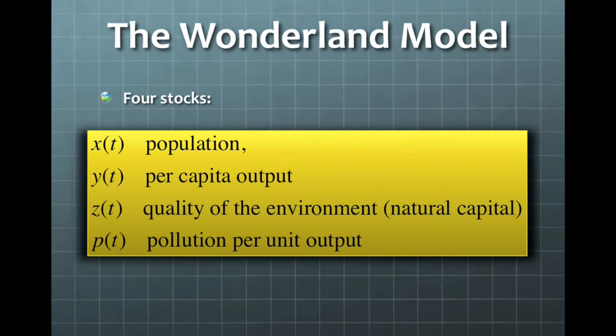Okay. Now the Wonderland model has 4 stocks. It has a population stock that interacts with a per capita output, and this is essentially an economic output per person, Y of t. These interact with a variable that's used to reflect the natural capital, Z of t, or quality of the environment. And pollution is generated when items get produced, so there's a pollution per unit output that's generated. So we have our 4 stocks, x, y, z, and p, all functions of time.